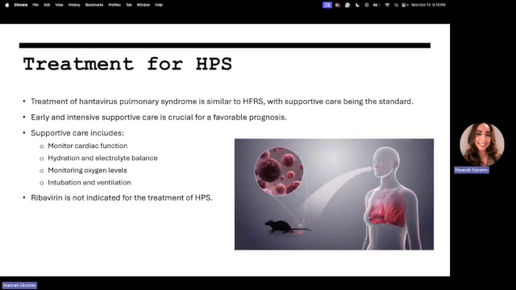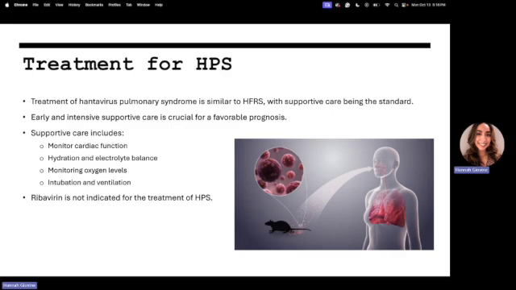When we're looking at treatment for hantavirus pulmonary syndrome, its treatment plan is the same or similar to hemorrhagic fever with renal syndrome, in that supportive care is the standard of treatment. And again, early intervention and intense supportive care is definitely crucial for a favorable outcome.